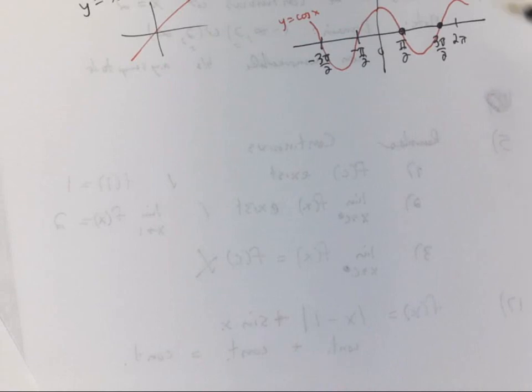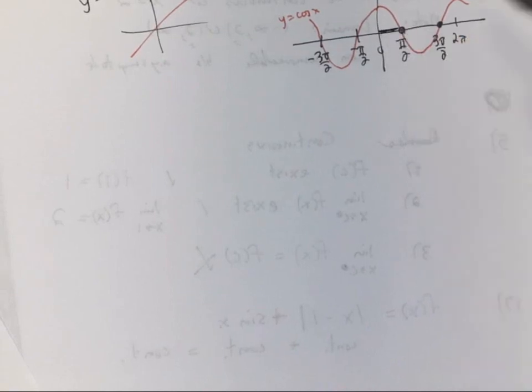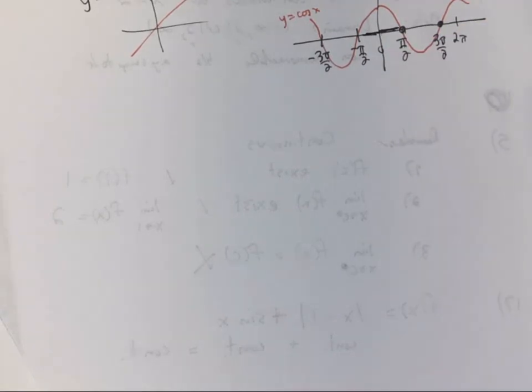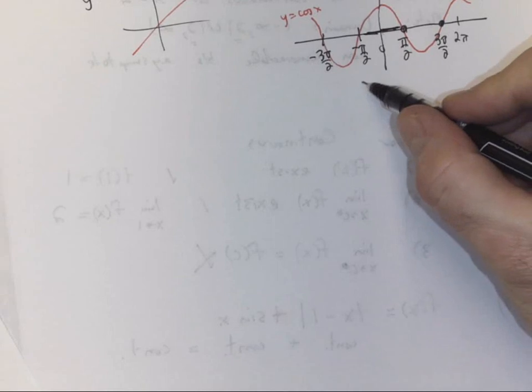Yeah, they differ by pi, right? This distance right here is pi over 2, and this distance here would also be pi over 2. So pi over 2 plus pi over 2 would be 2 pi over 2. So the distance between these things happens to be pi.